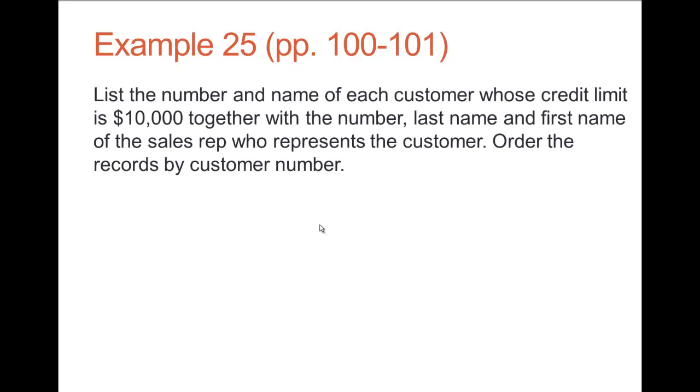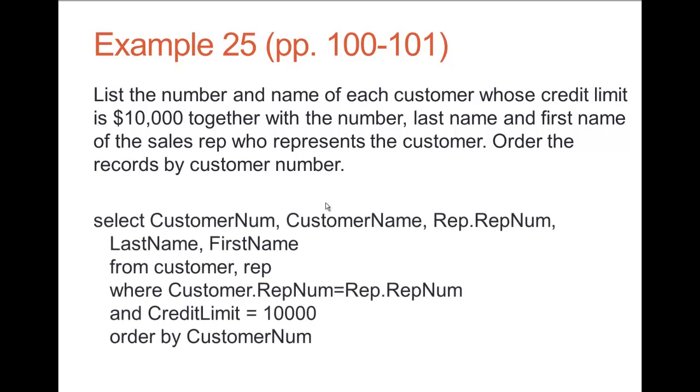Pages 100 to 101, we're going to list the number and name of each customer whose credit limit is $10,000. We also want the number, last name, and first name of the sales rep who represents the customer. So we basically have the exact same thing as last time, the exact same 5 fields, only now we're putting some where criteria on it. So I start off with the fields. Notice again, just as before, I have to put the table name and the period.